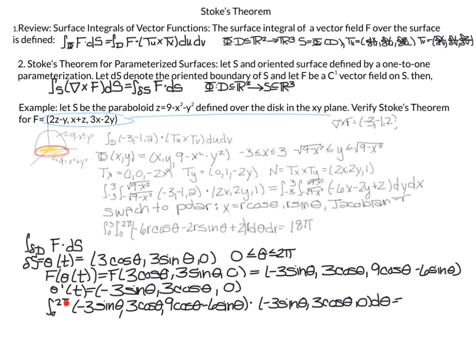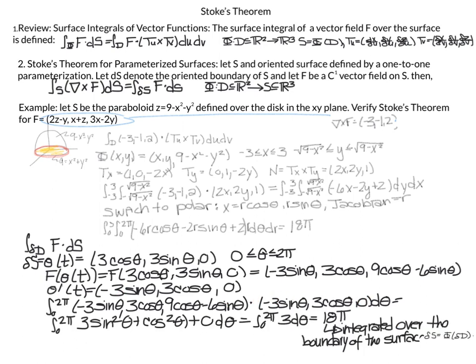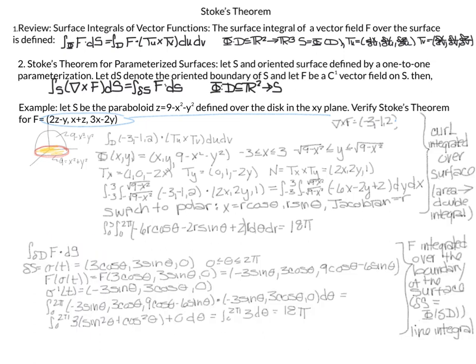So we're going from 0 to 2 pi. We do the dot product of f composed with phi with our derivative. And the rest is just integration and calculation, and we get the same number, 18 pi. And I wanted to remind you that this 18 pi was found by integrating over the boundary of the surface. So we have completed this task of verifying Stokes' theorem.